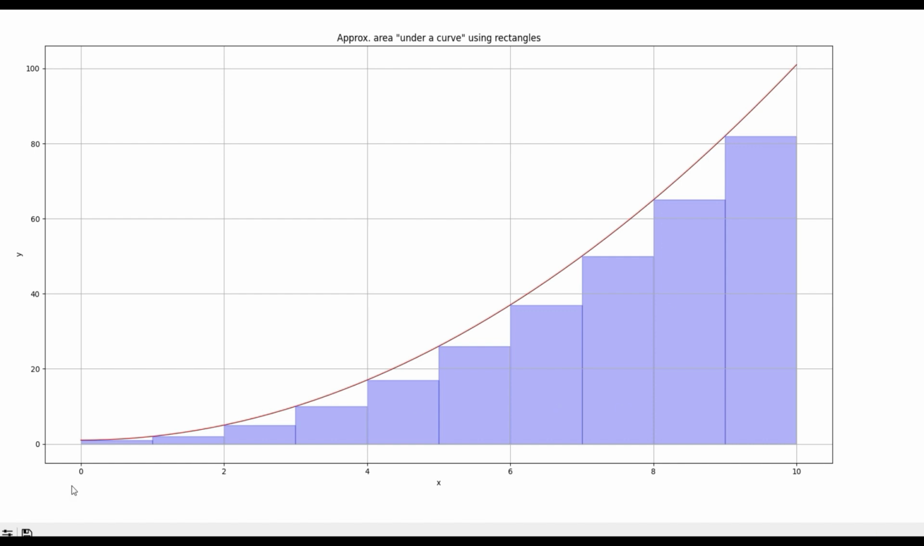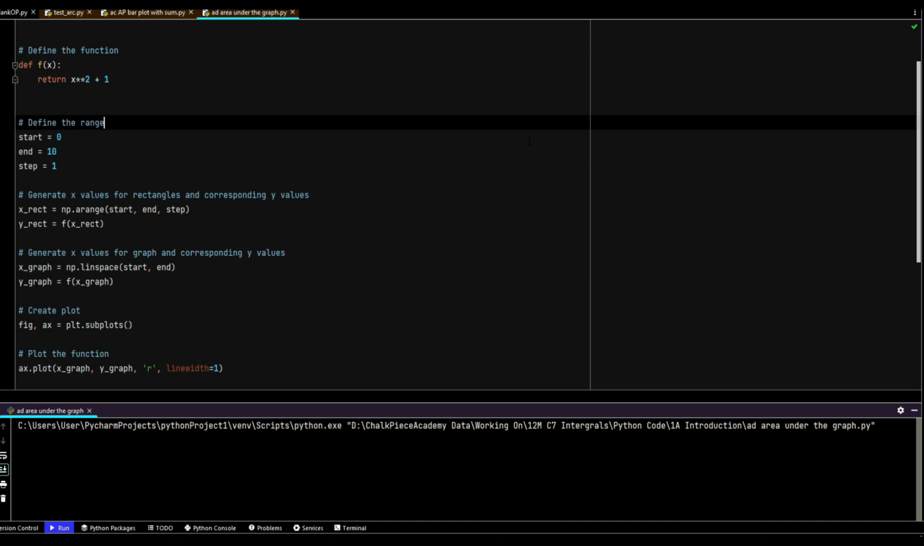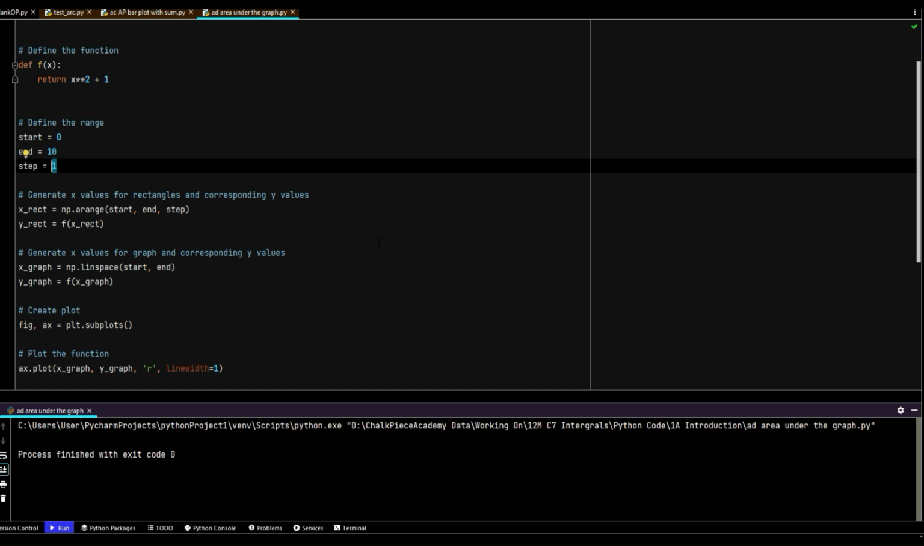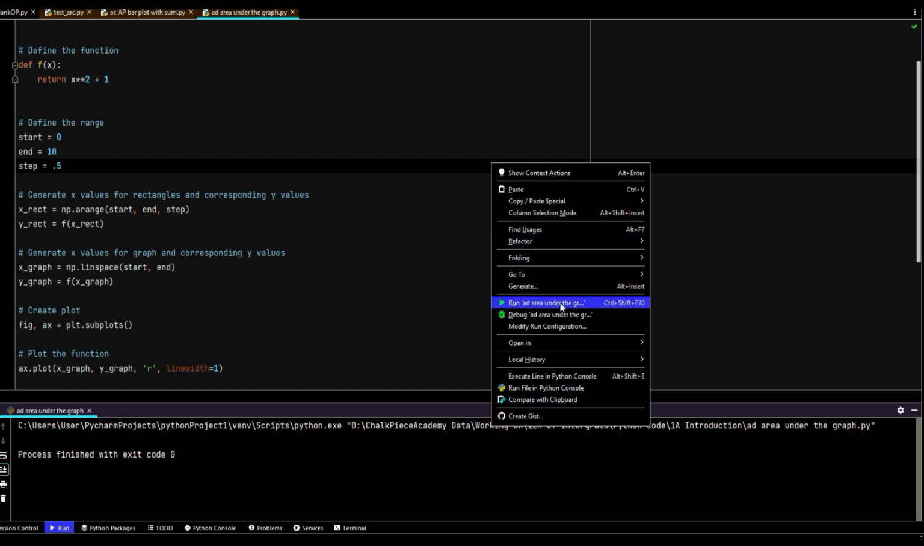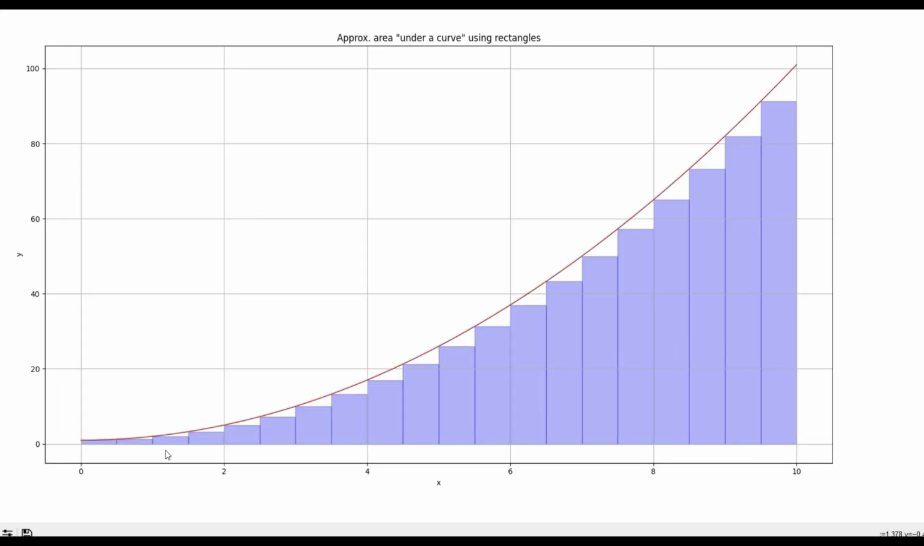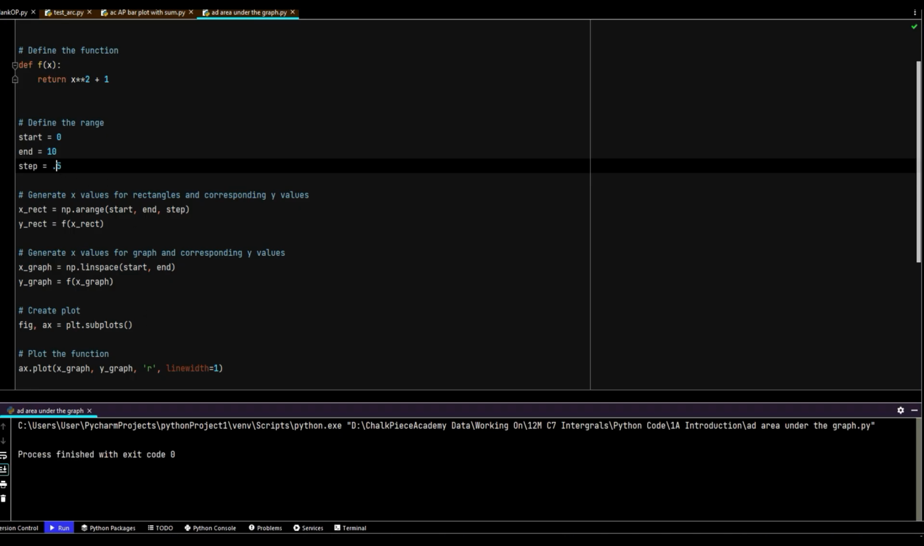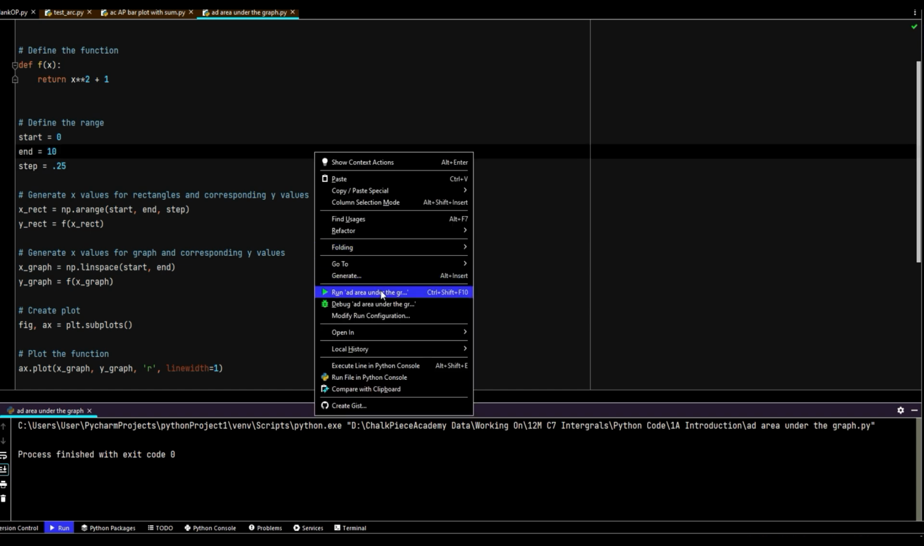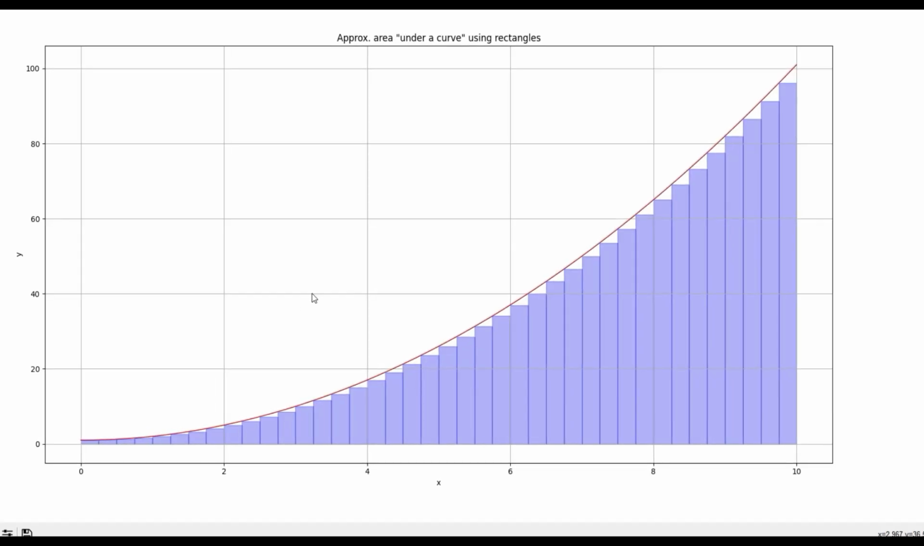How can I improve this answer? How can I get a better answer for this? What is the funda? Yes, we have to reduce the width of the rectangle. For example, I can make it 0.5. There the unit was one unit. The width was 1 unit. Here the unit width length is 0.5. Okay, now this looks better. Of course, there are a lot of spaces that we are missing. Even a better approximation if I divide this further. So things are getting better and better.